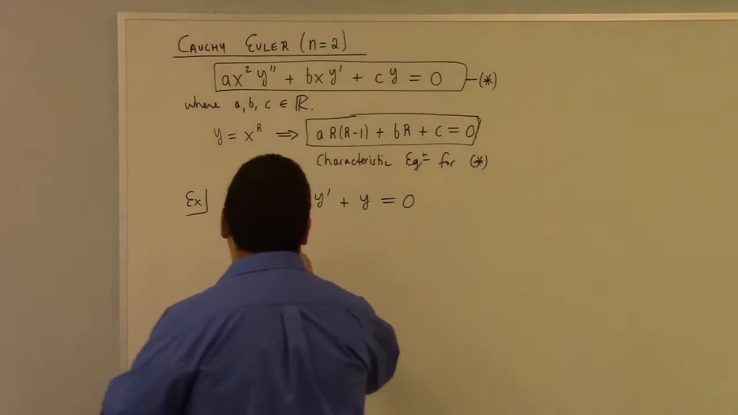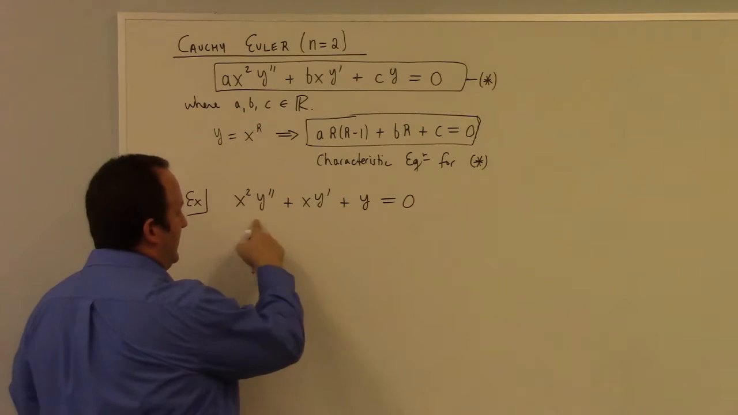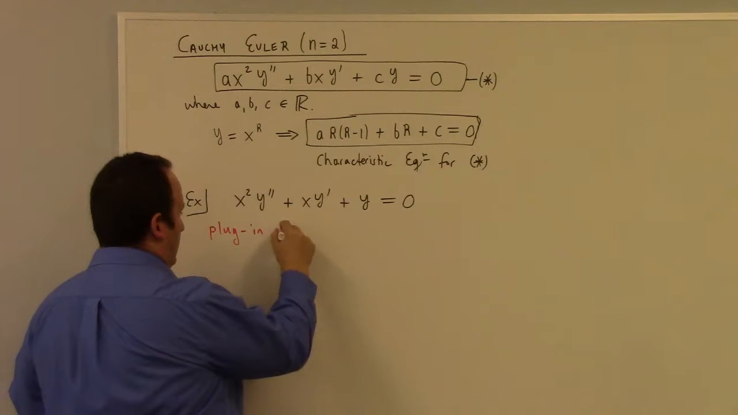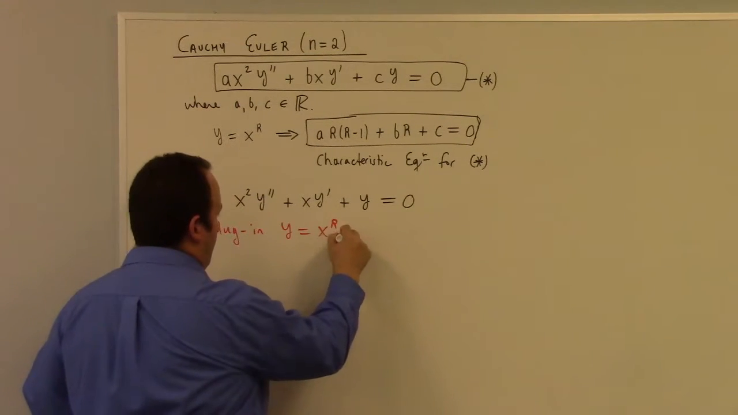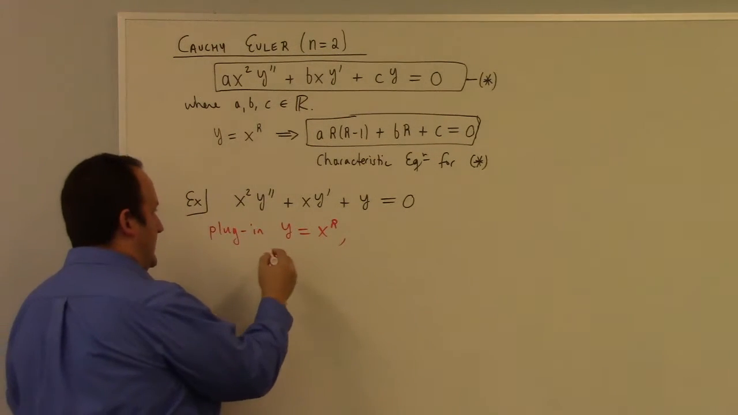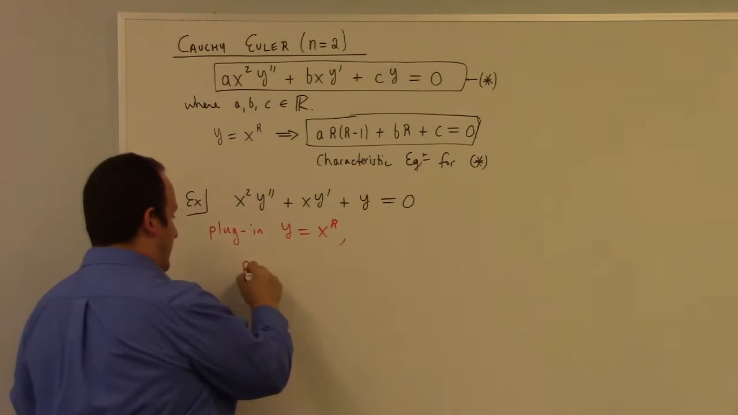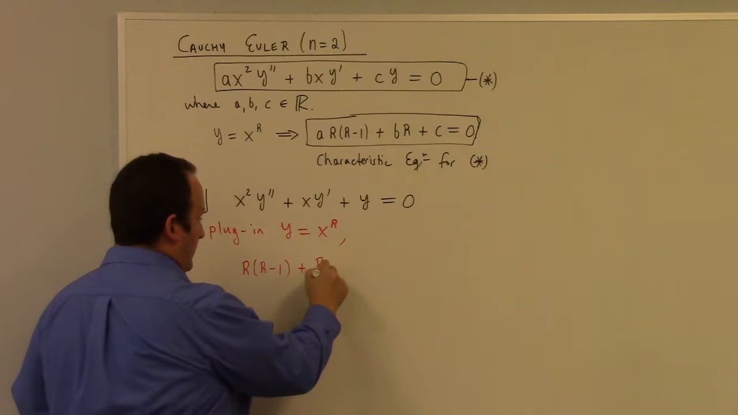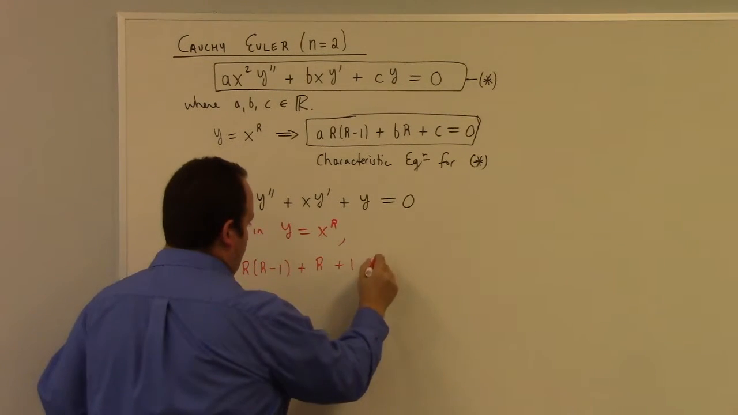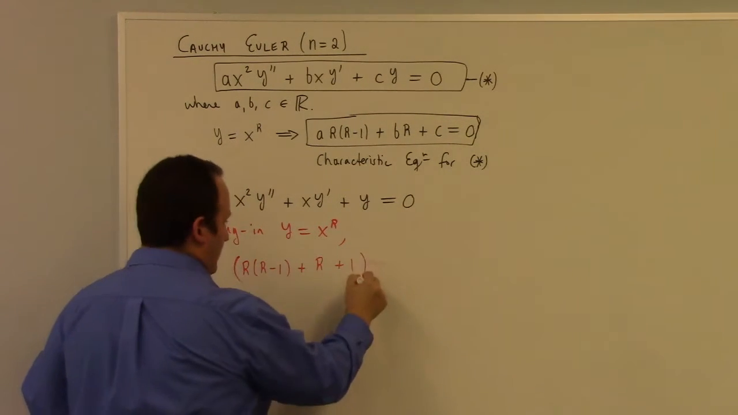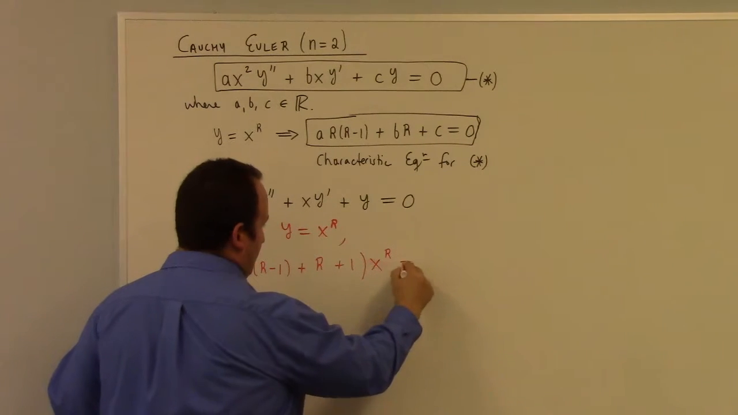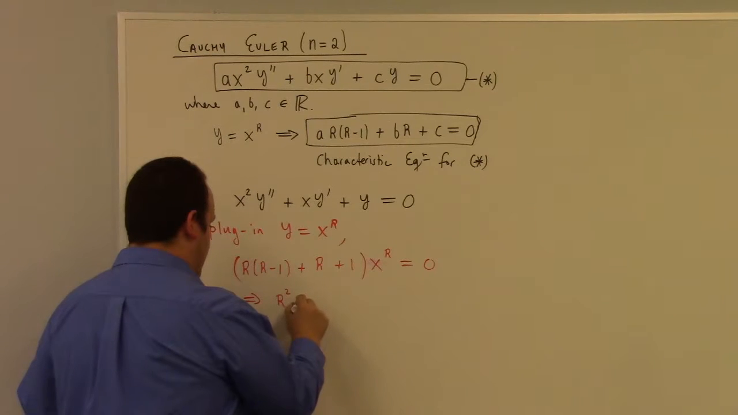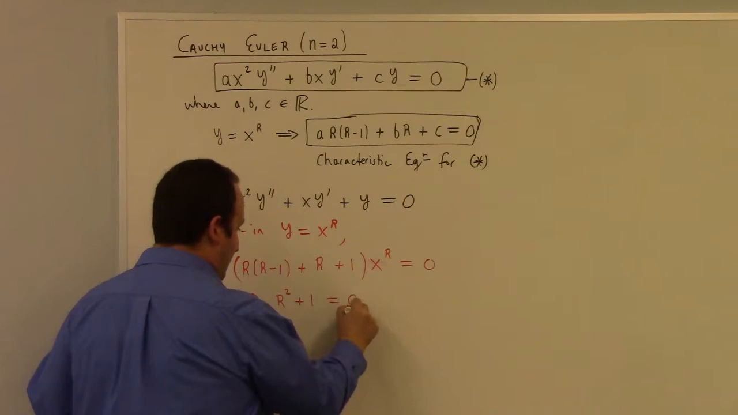So let's see here. Our characteristic equation, we basically just plug in y equals x to the r, and after a little bit of differentiation, what do we get? We get r times (r minus 1) plus r plus 1, all of that times x to the r, if you think about it, equals 0, right? So that implies, of course, that r squared plus 1 has to be equal to 0.